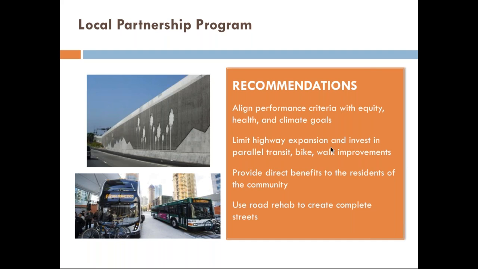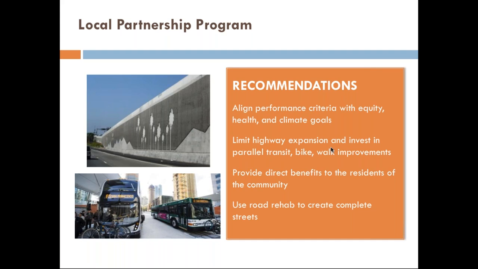The next recommendation is that they limit highway expansion and invest in transit, bike, and walk improvements. The original language for this limited the money's use for repair and rehabilitation purposes, but the trailer bill expanded it to include other transportation projects within the same criteria for the general program. And so we think it's going to be really important to watch this to make sure that it doesn't include excessive expansions of capacity that would fuel more driving or environmental destruction and air pollution in communities.